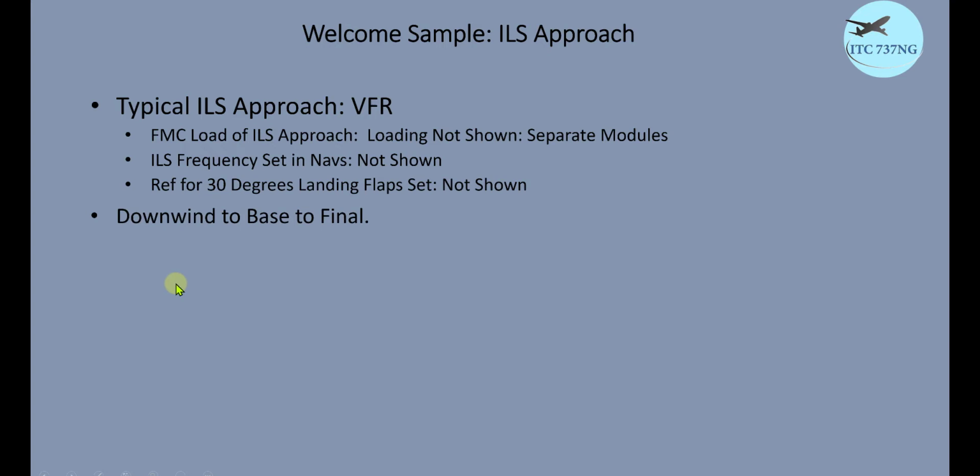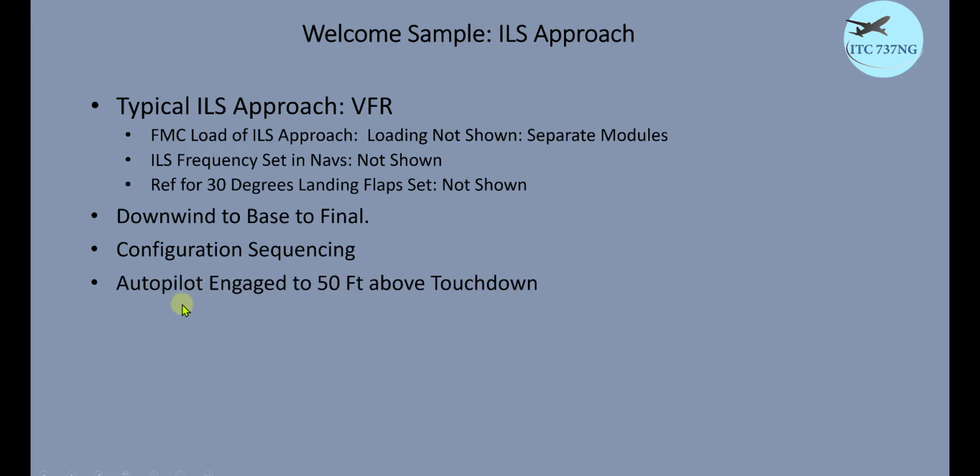We're going to start this on a downwind, and then from the downwind we'll go to a base and then to a final to execute the approach. What you'll also see in this is a configuration sequence for flaps and landing gear and a final flaps to landing. The autopilot in this module is going to be engaged all the way to almost touchdown. We'll use the typical restrictions associated with it all the way down to 50 feet.